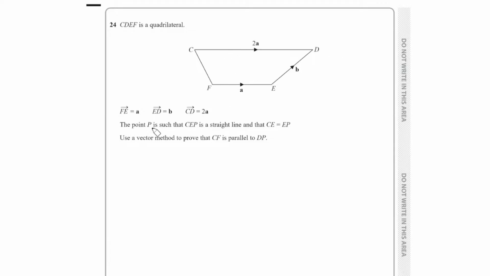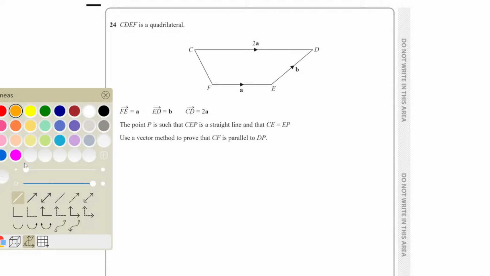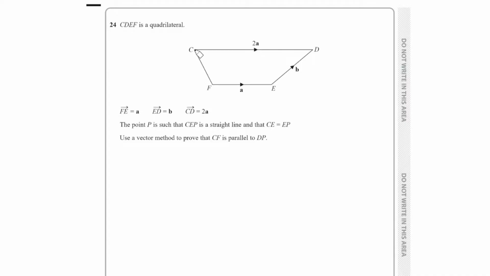They've then said the point P is such that CEP is a straight line, and then the distance C to E is the same as E to P. So P is obviously somewhere over here, isn't it? So I would probably draw that myself. Let me make sure it's black again. So C to E, it doesn't have to be super accurate, but just C to E, and then roughly about the same distance, just visually so you can see. Roughly something like that. P would be over here then, wouldn't it?